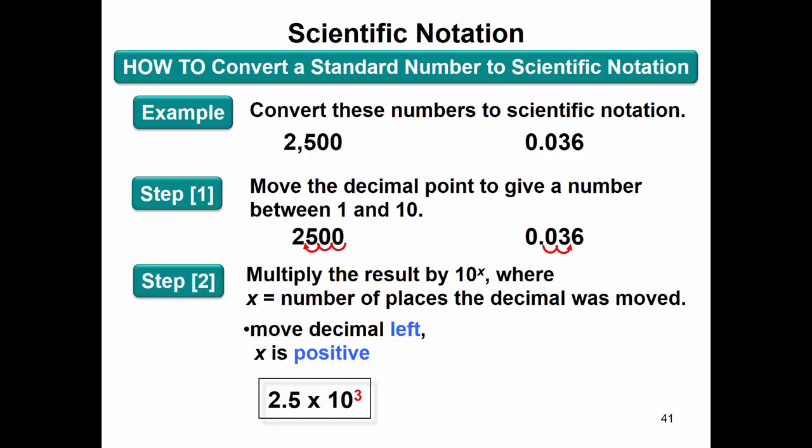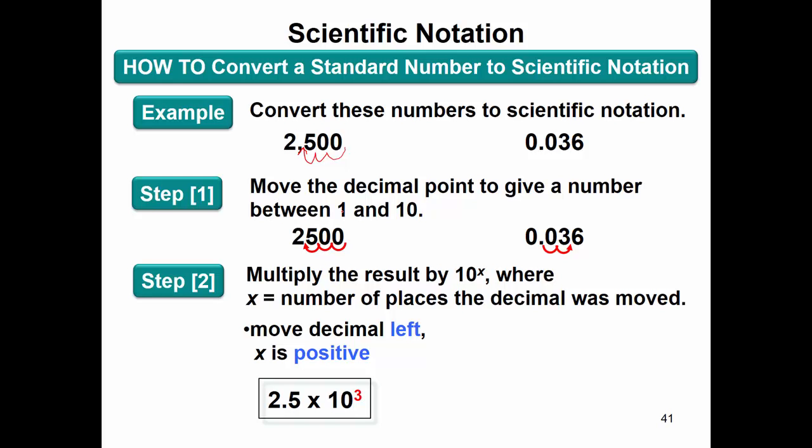So how do you do this? On the left we have a large number, on the right we have a smaller number. For the large number, you start at the end and just pretend that you have a decimal there, and you're going to move the decimal point to give a number between 1 and 10. Some students will accidentally stop their movement of the decimal place at about the 25. You have to keep moving it until you get a number between 1 and 10.